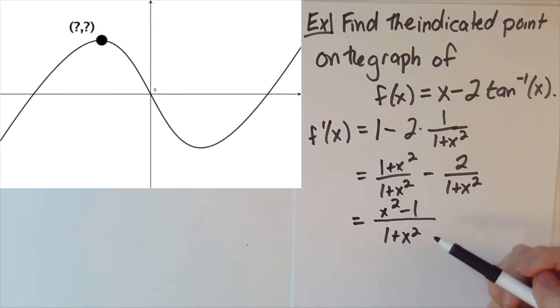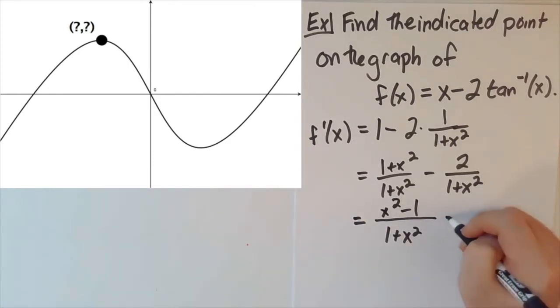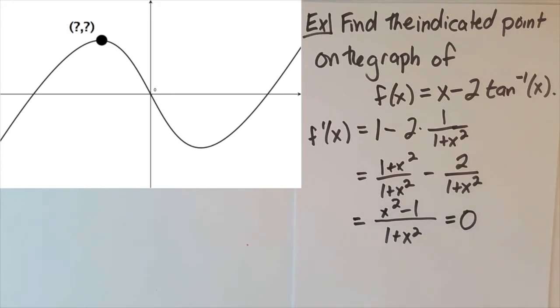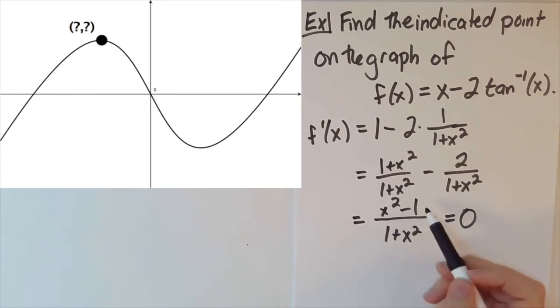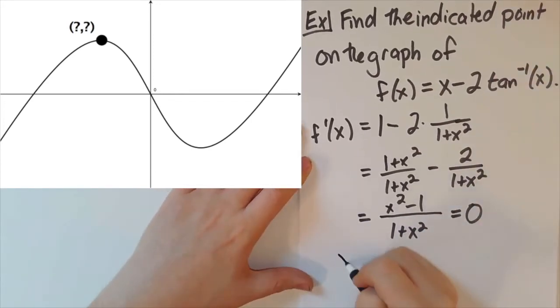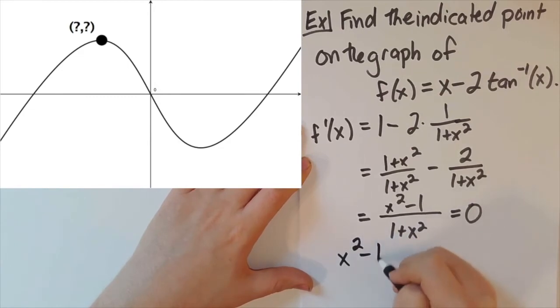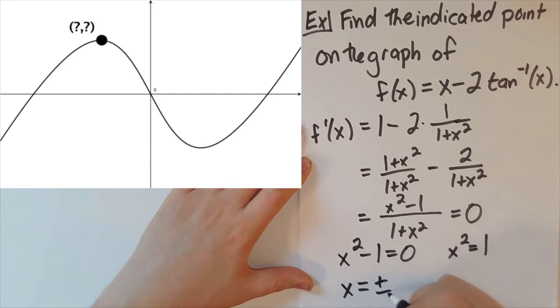Okay, so what are we then going to do? Well, we want to know when this is 0. And so we have to remember, always, that when we're trying to figure out where a fraction is 0, we're always looking only at the numerator. We're looking for where the numerator is 0. We don't care about the denominator basically at all. So we'll take x squared minus 1 and set that equal to 0. That'll familiarly give us x squared equals 1, which will give us x equals plus or minus 1.